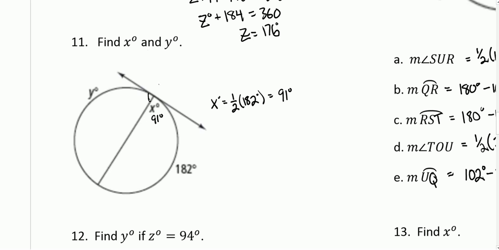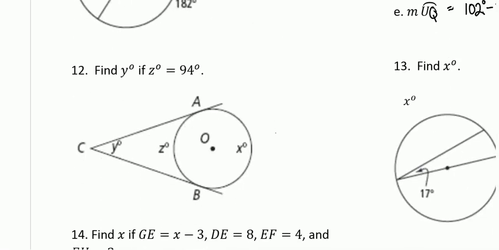This angle over here is supplementary, so 180 minus 91 gives us 89. And so Y is going to be double the 89, which is 178. You can also check 182 plus 178 should add up to 360, and it does.